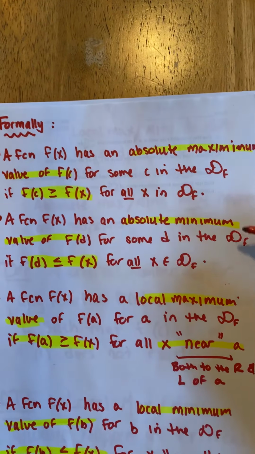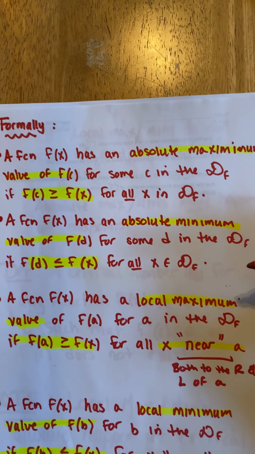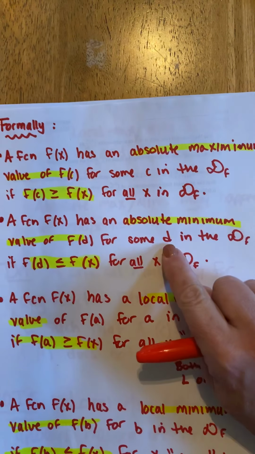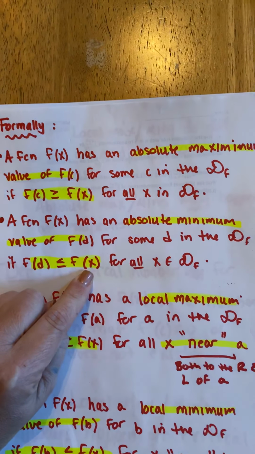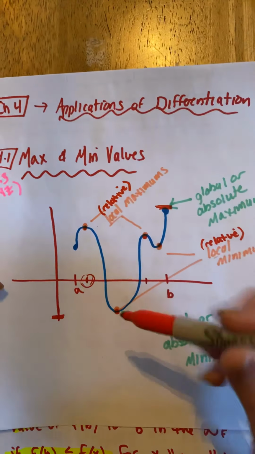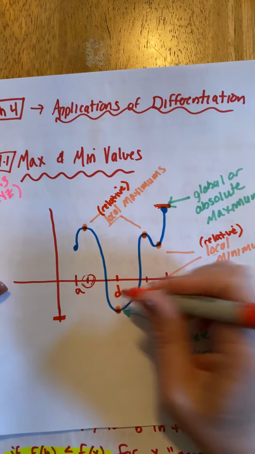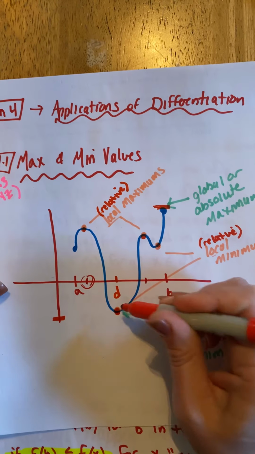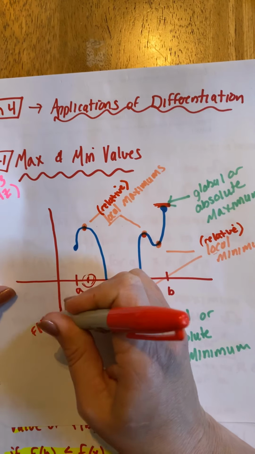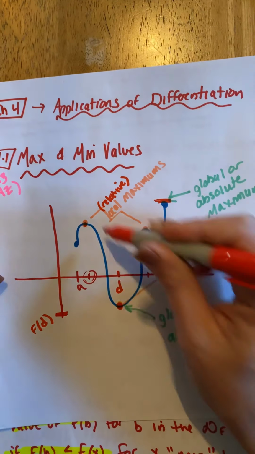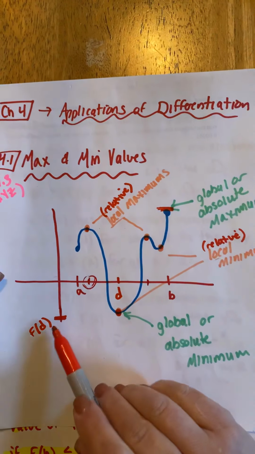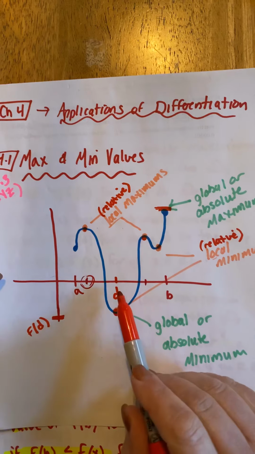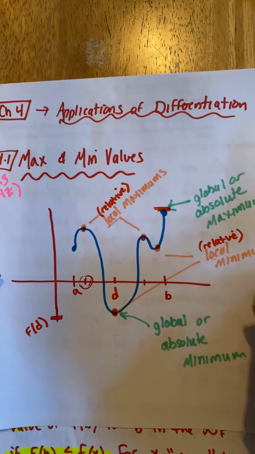A function has an absolute minimum. Likewise, just reverse the inequality. At some point d, if the output at d is less than all the other outputs for the values in the domain. So we go back to this guy. This would be d in this case. So every output, we look at this would be the function evaluated at d. Every other output falls above it. So f of d would be our absolute minimum, and the absolute minimum occurs at d.